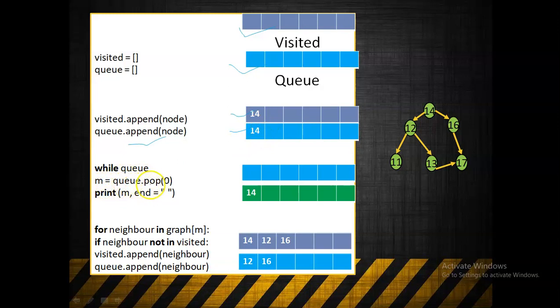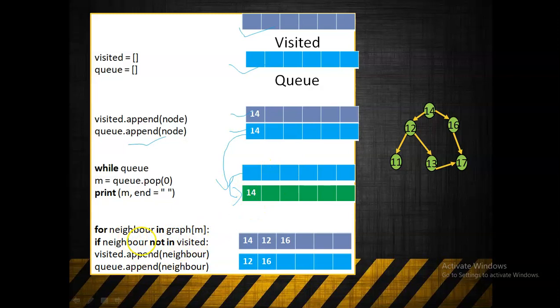Then M equals Q dot pop of 0. So 14 is moved from Q to M. Green color is M. Violet color is visited. Blue color is Q. So now 14 is moved out of Q, and Q is empty.